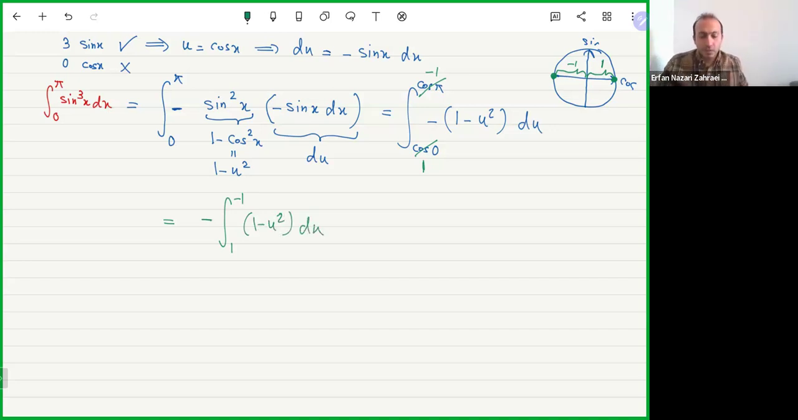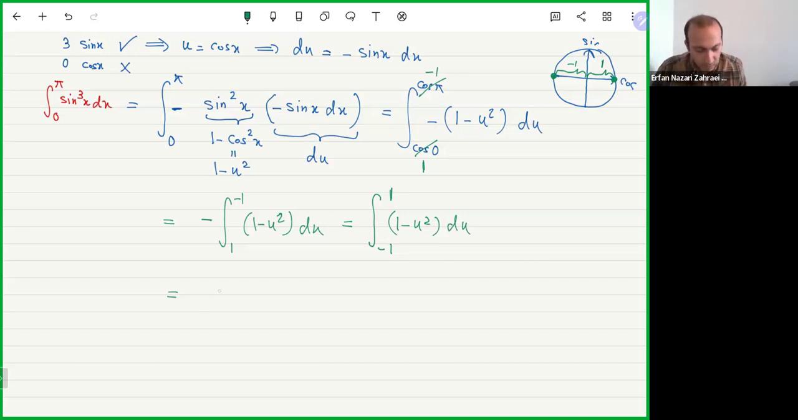I usually prefer to have a smaller number on the bottom rather than a larger number. And I have an extra negative sign on the front. So these two suggest that I swap the limits. When you swap the two limits, you get a negative sign, which cancels this extra negative sign. So basically this becomes the integral from minus 1 to 1, with a positive sign, of 1 minus u squared du. And this is a very simple integral to compute.